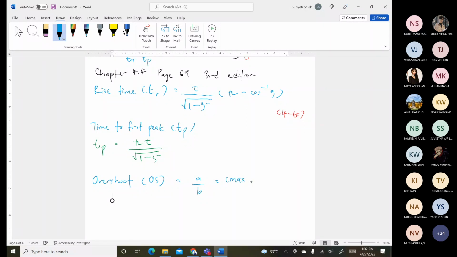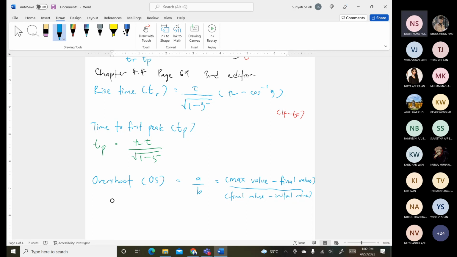Maximum value minus final value, divided by final value minus initial value. So that is the overshoot. If we take a look, this one is based on the values from the graph.